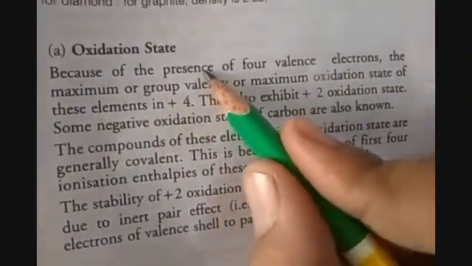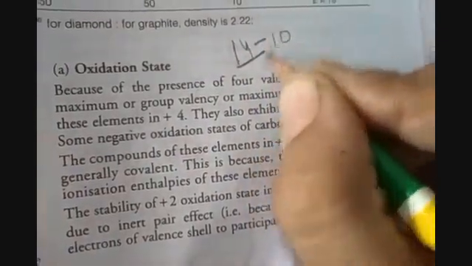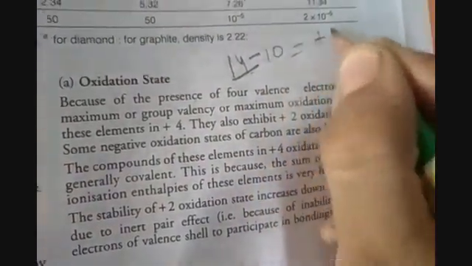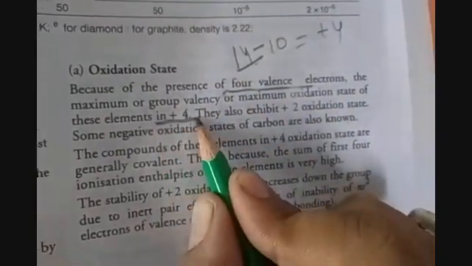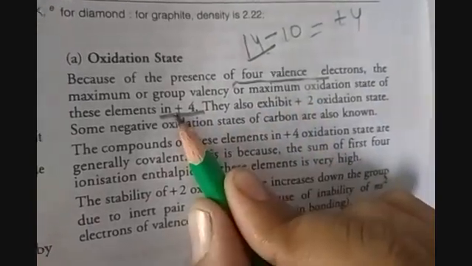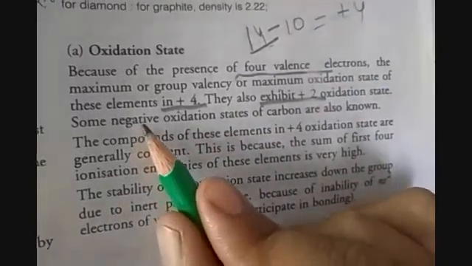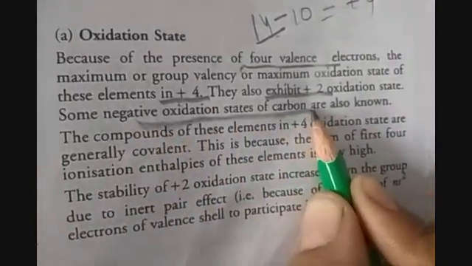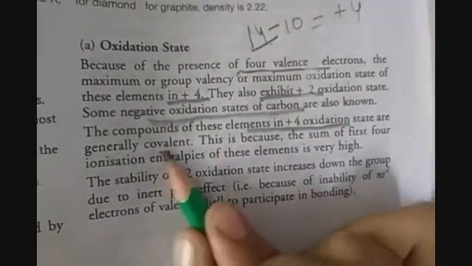Chemical properties. First we have to discuss the oxidation state. Group 14 elements: 14 minus 10 is 4, okay, so 4 valence electrons. So the group exhibits a maximum of plus 4 oxidation state, but they also exhibit plus 2. Okay, and a negative oxidation state for carbon is also not shown. So these elements in the plus 4 oxidation state are generally covalent.